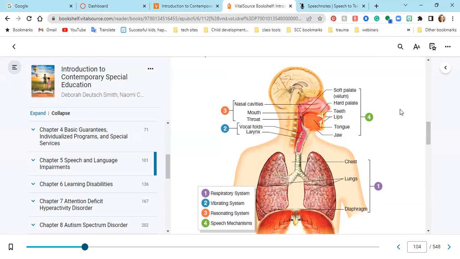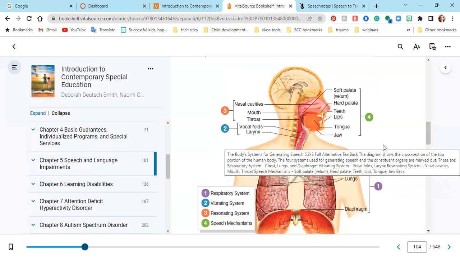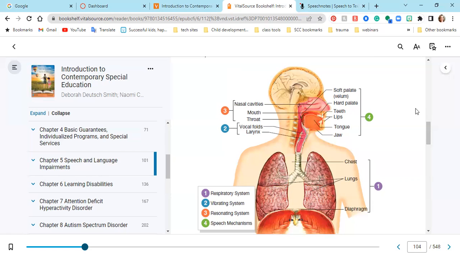And then the speech mechanisms are the actual parts of the mouth: the tongue, the lips right here, the soft palate, which is up here, way in the back. Hard palate is right in the middle up. Your teeth and lips and tongue and jaw. These are the things that put our language together.